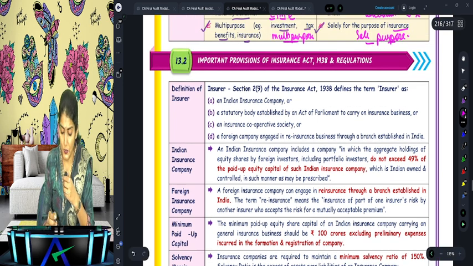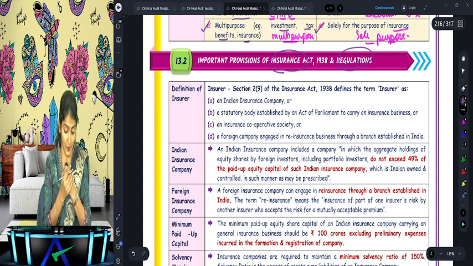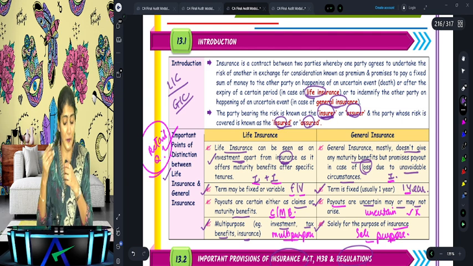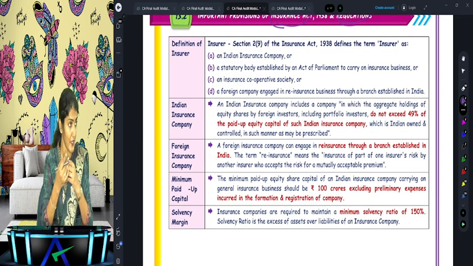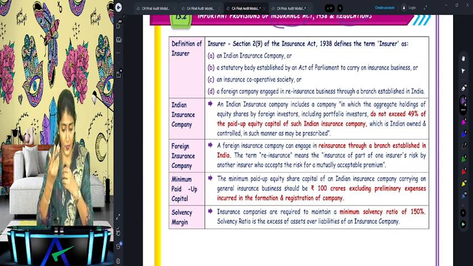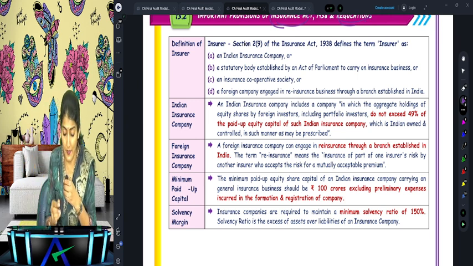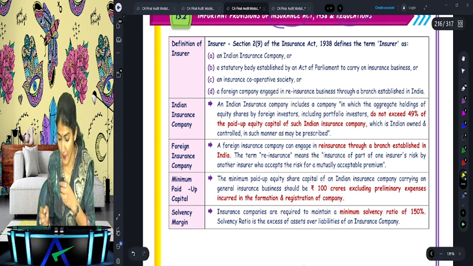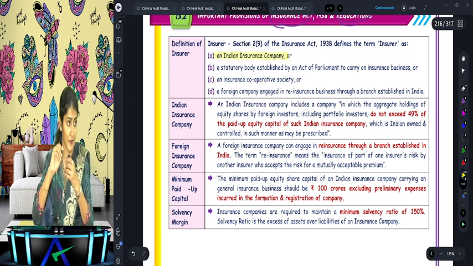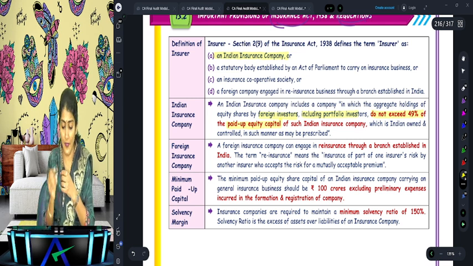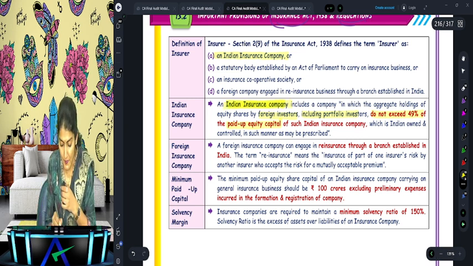Okay, now coming to the important provisions of the Insurance Act 1938 and the regulations thereunder. Right, so what did we study? Insured and the insurer. So insurer means nothing but the insurance company, right? Insurer means who is issuing the insurance policy. So in India, who can be the insurer as per the Insurance Act? One, it says it has to be an Indian insurance company. Now, what do you mean by an Indian insurance company? One in which the foreign investors, including the portfolio investors, do not exceed 49% of the paid up capital. That will be considered to be an Indian insurance company, right?